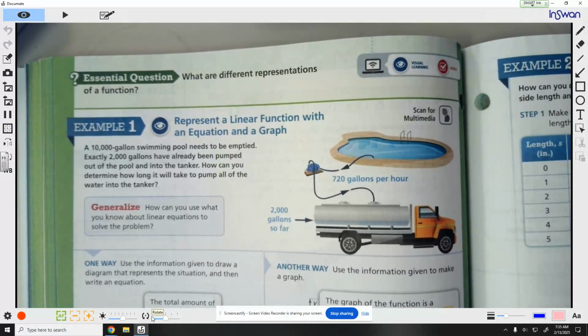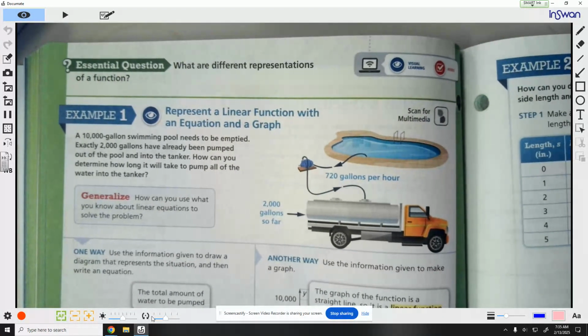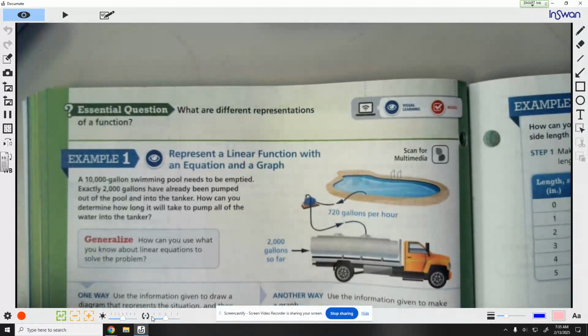Okay, for today's lesson, you're going to need the workbook. We're going to be in chapter 3-2. That is on page 172. Okay, so page 172.